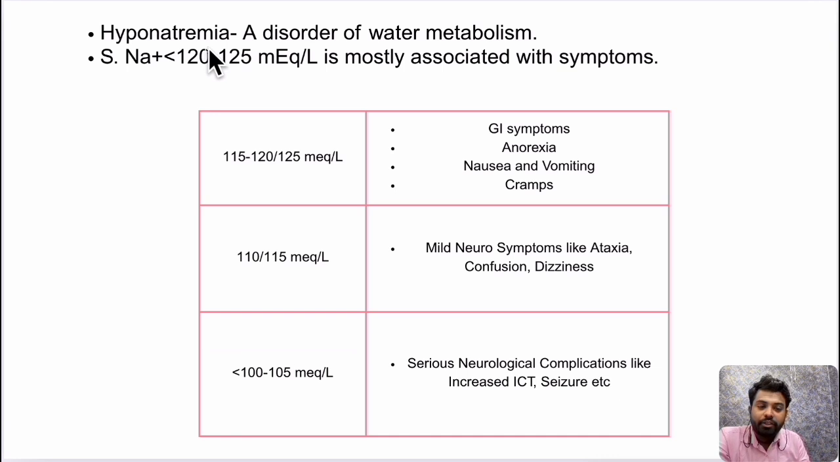So what is hyponatremia? It is a disorder of water metabolism. Actually there is no clear-cut value of sodium. Mostly we take 135 to 140 as the normal range, though it varies according to labs. Some patients are asymptomatic. You will do a routine blood investigation in a thyroid or diabetic patient, mostly 60 or 70 years old, and you will find hyponatremia in that patient.